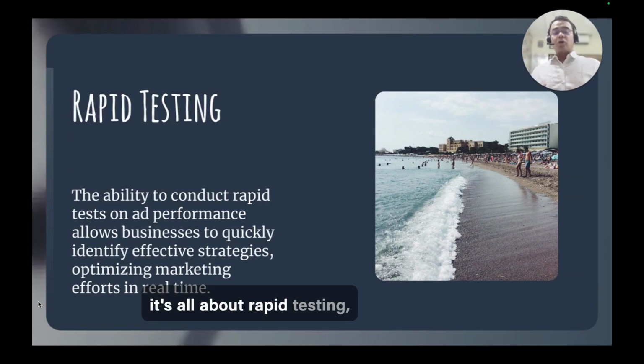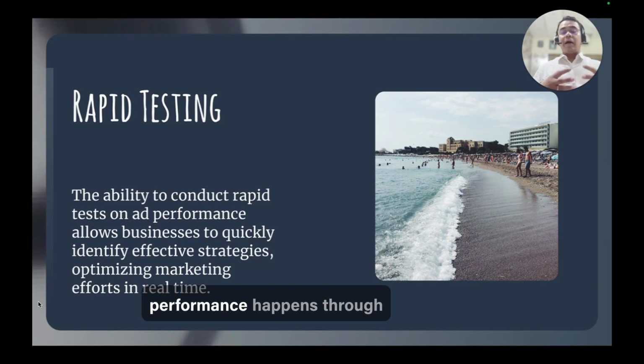Then it's all about rapid testing, because ultimately, the moment any ad based performance happens through Meta, it's very important to look at the efficacy of how exactly the service strategies have been rolled out, so as to optimize the marketing efforts on a real time basis.